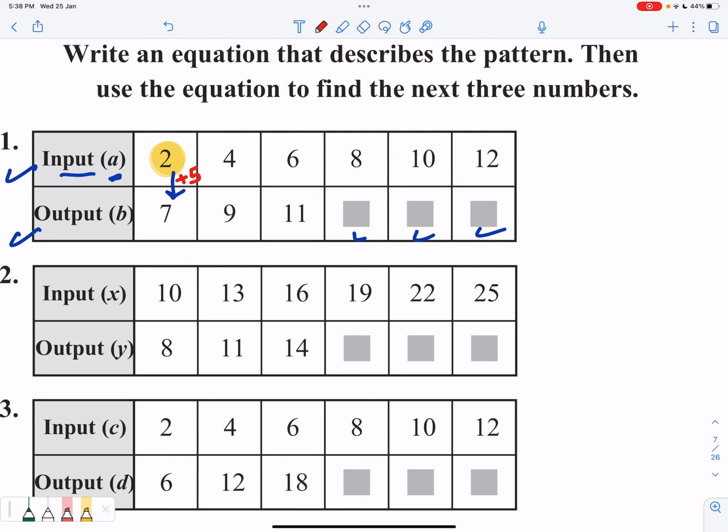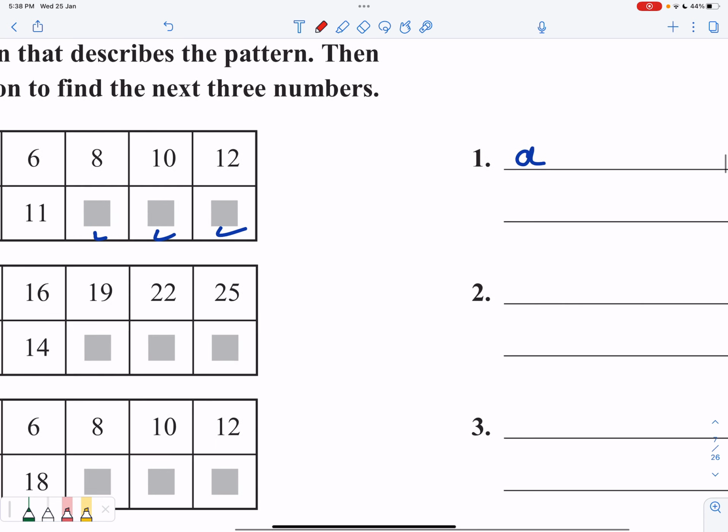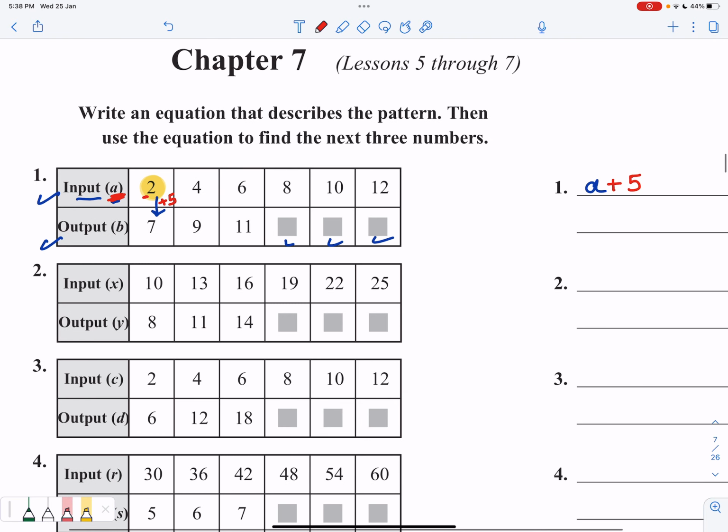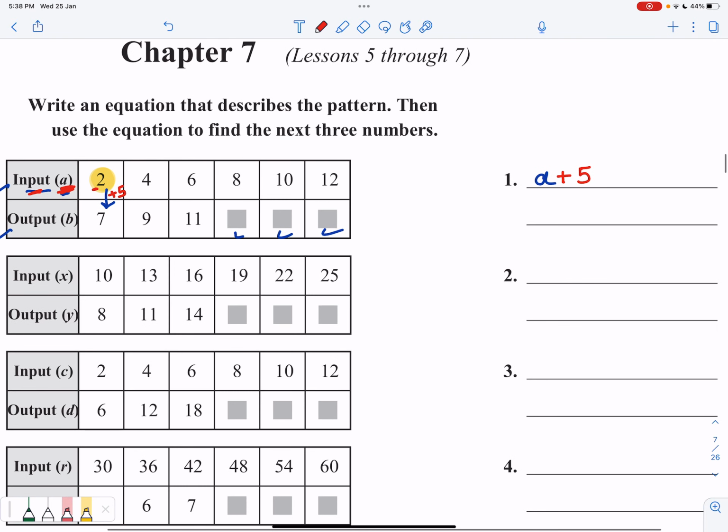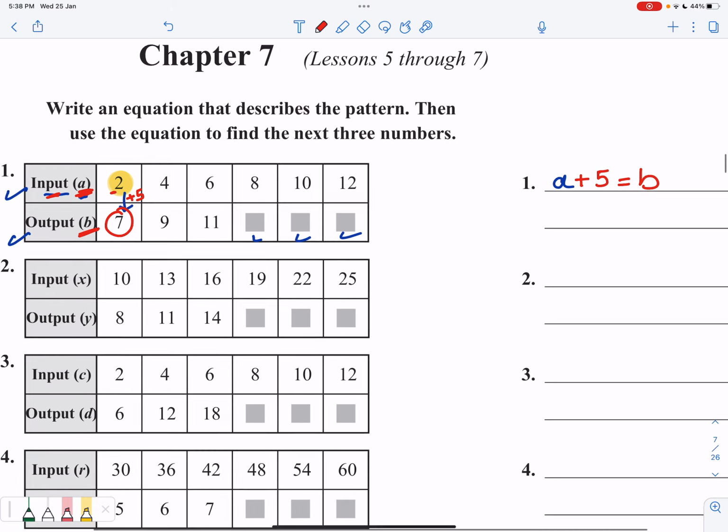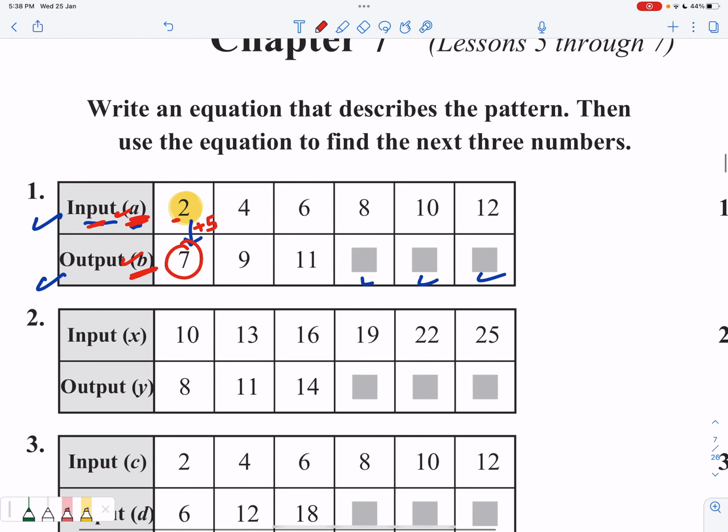So we added 5 to what? To this 2, which is an input. So I will say A plus 5, because A is the input. And that equals the 7, which is the output. So it's going to be B. Here we have A and B.